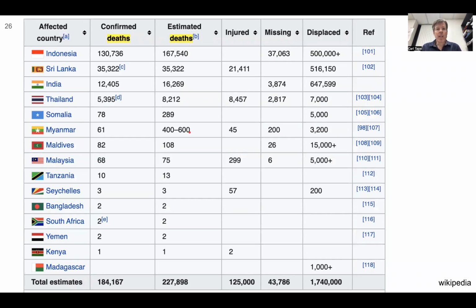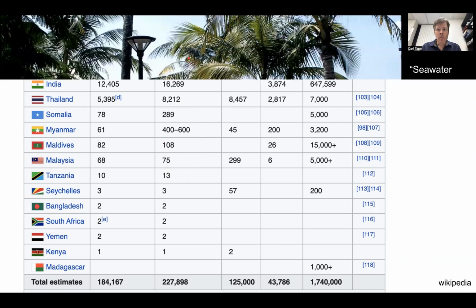This shows from Wikipedia the breakdown of deaths from this event, showing the total 228,000 people died, 167,000 in Indonesia, and then another 60,000 or so from outside of Indonesia. Just a staggering toll. This is underestimated. The numbers I'm going with are estimated rather than confirmed.